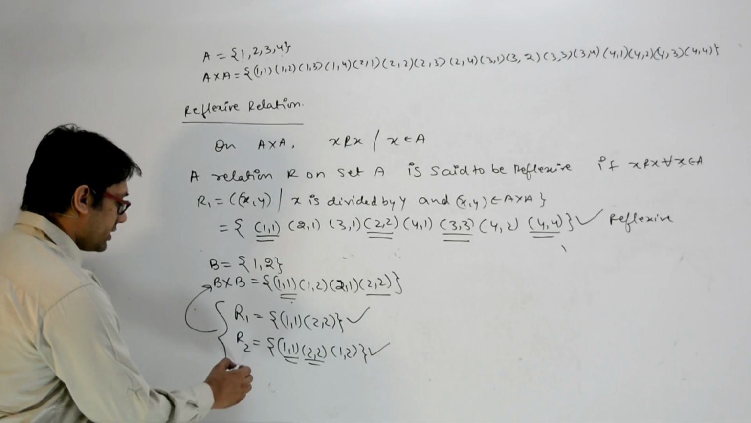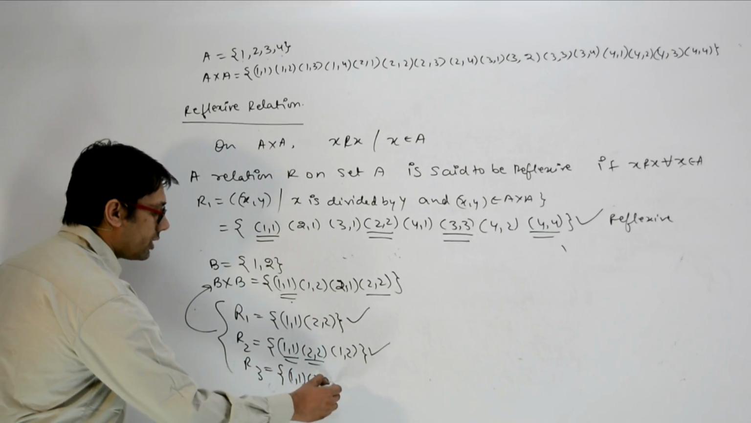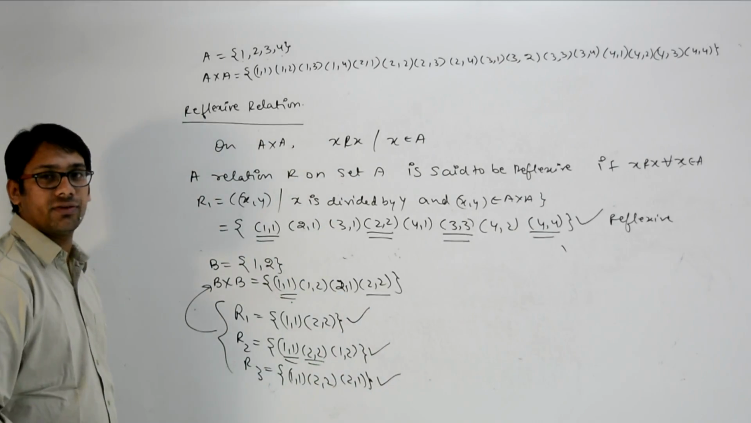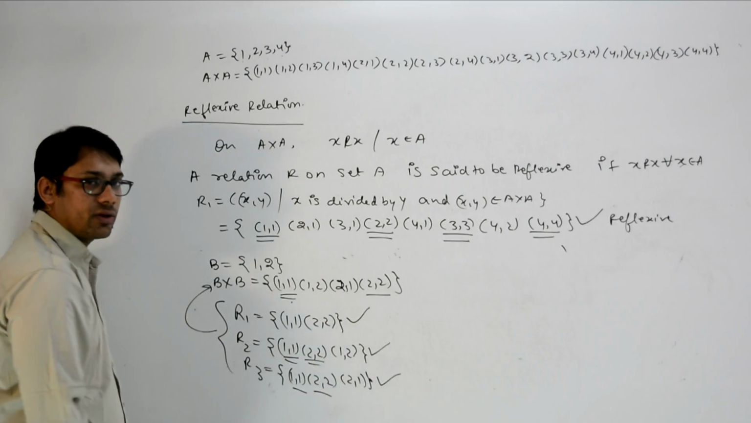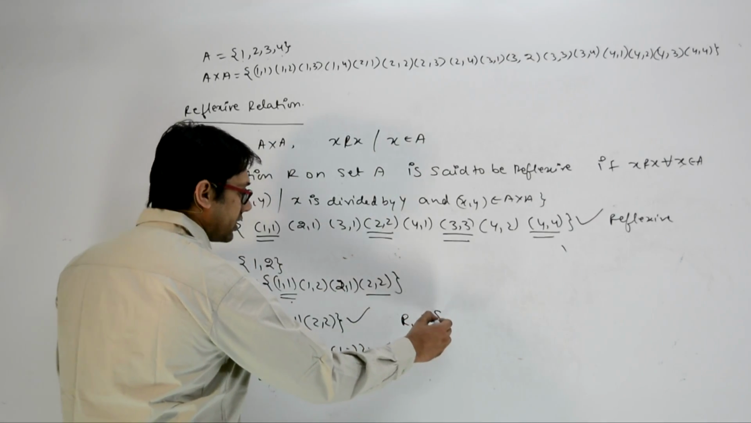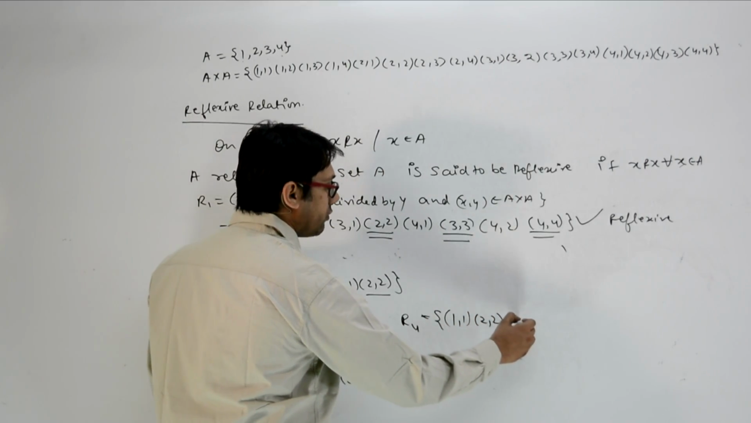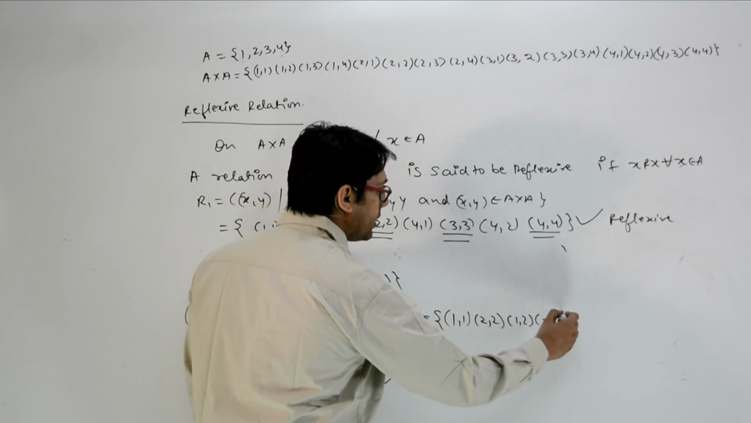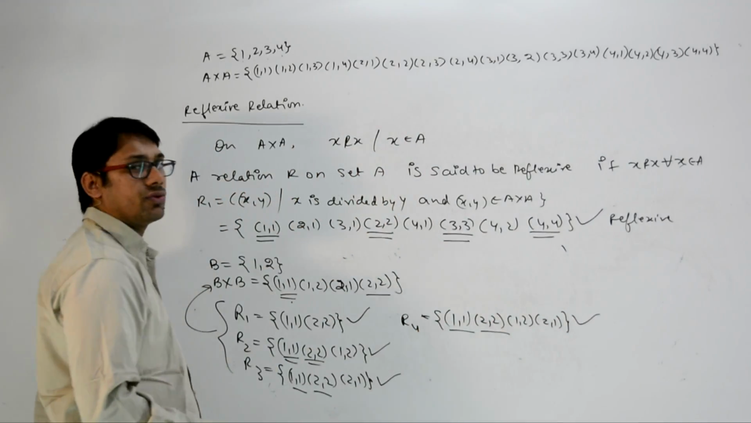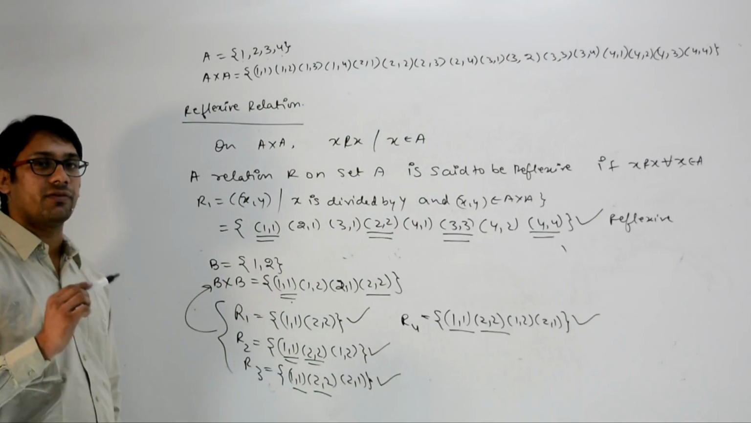Right? We can have a relation R3 which is (1, 1), (2, 2), (2, 1). Now this relation is also reflexive. Why? Because it is containing the ordered pairs (1, 1) and (2, 2). Again, there is a relation R4 which is containing the ordered pairs (1, 1), (2, 2), (1, 2) and (2, 1). Now this relation is also reflexive. Why? Because it is containing the ordered pairs (1, 1), (2, 2). Right? Now we have these 4 relations which are reflexive.